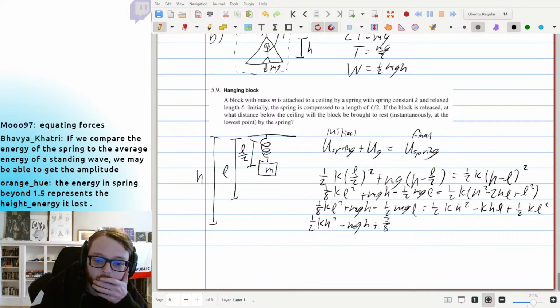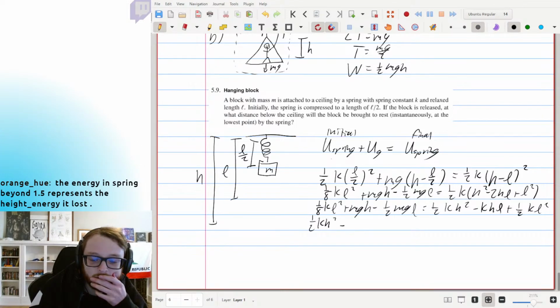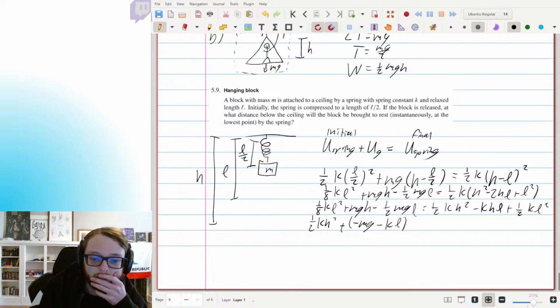3/8 kl squared. We have KHL that I missed. Okay. We have minus KHL minus MGH. KL squared. Okay, I accounted for that term, that term, that term, that term, that term. It's just the 1/2 MGL which gets added.